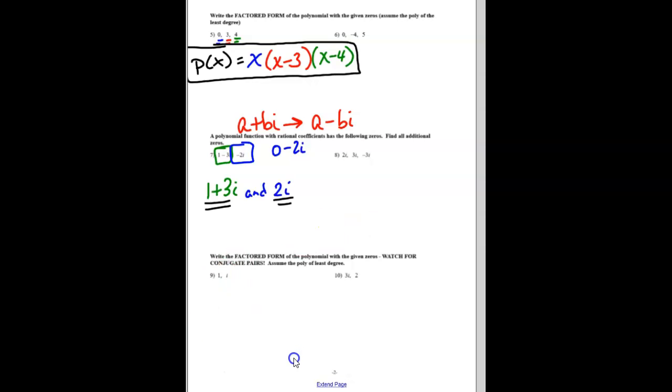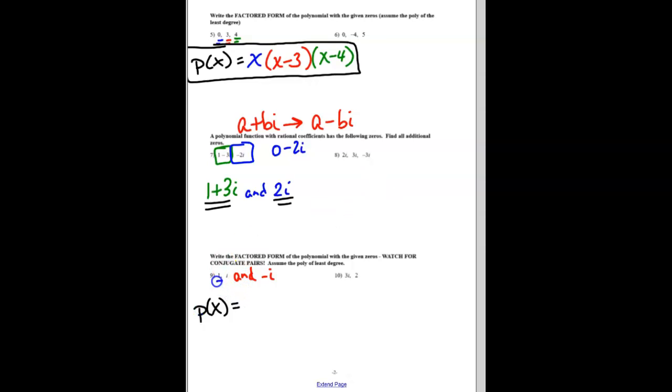Now on this one, we're going to put these thoughts together. I'm going to give you some zeros, and you also have to watch out for conjugates. So 1 is not an imaginary number, so we'll just leave 1 as 1. But then it says i is one of your x-intercepts. So what that means is we also have a negative i. They didn't tell me that. I'm supposed to know that. And you don't have to do extra work here. All you're going to do is set it up in factored form. So it's kind of like number 5.